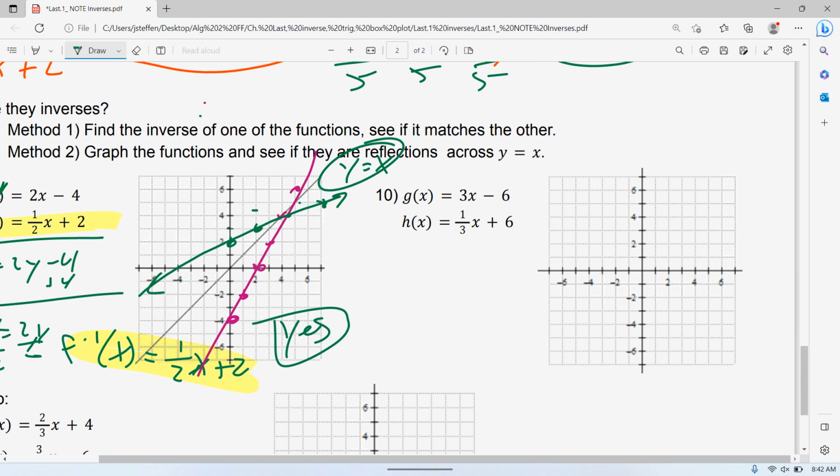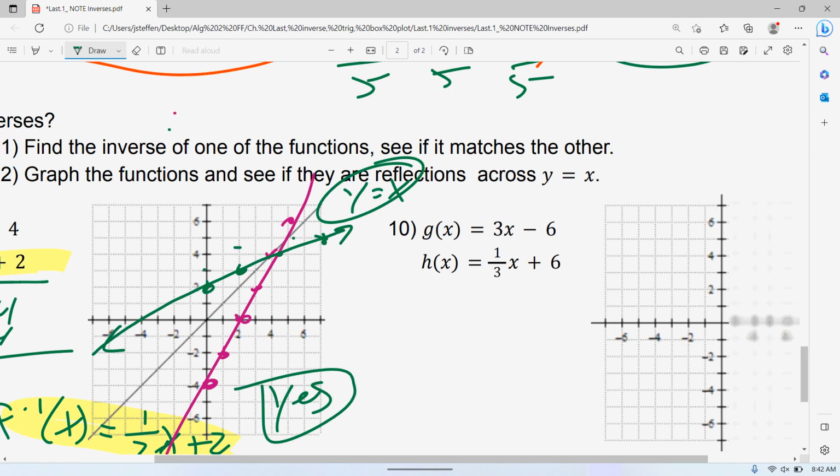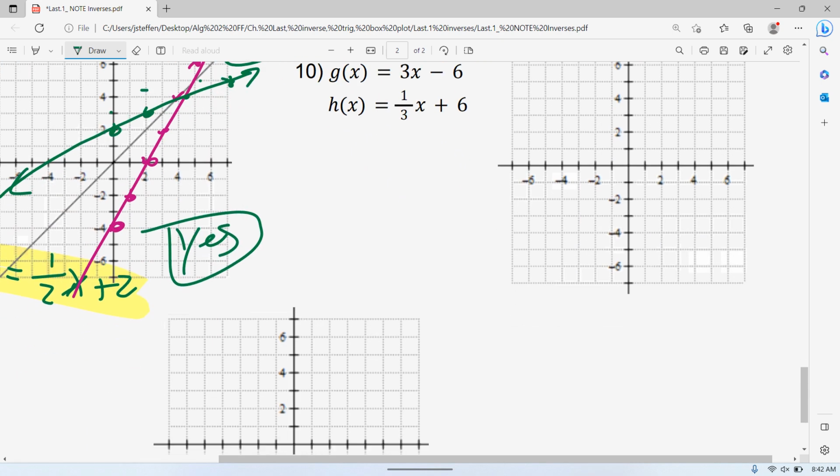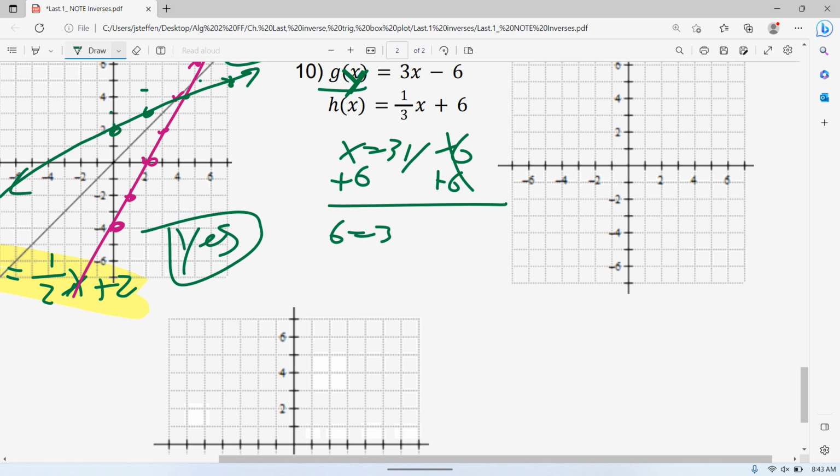So let's look at that. I'm going to solve that for g of x. I'm going to get the y by itself once I swap it. So x is equal to 3y minus 6. Add your 6 to both sides. For y, x is equal to 3y.